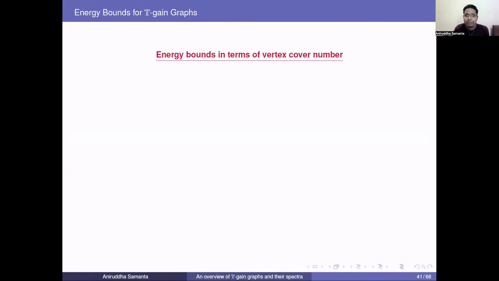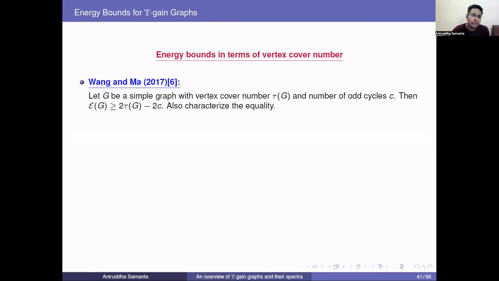Well, now here we discuss energy bound in terms of vertex cover number. Wang and Ma 2017 proved that for a simple graph G, the energy of G is always greater than or equal to 2 times the vertex cover number of G minus 2 times the number of odd cycles. And they characterize the equality.